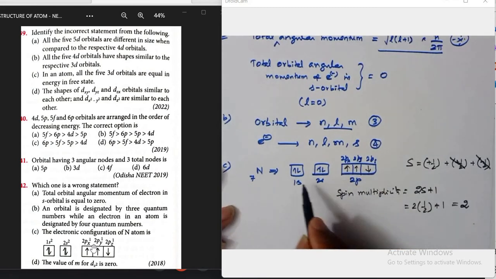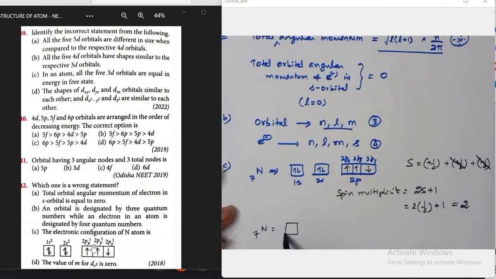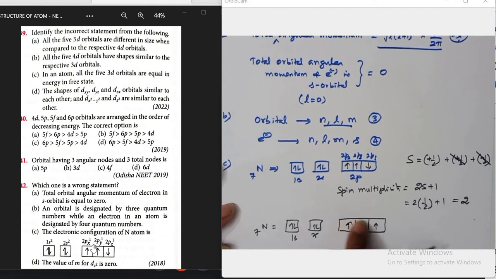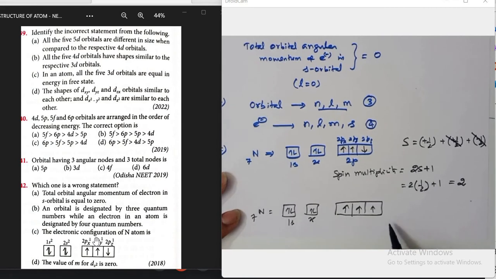Suppose in a nitrogen atom, students observe carefully, 1s has 2 electrons, the 2s orbital has 2 electrons. In 2p, suppose all 3 electrons have the same spin, upward spin. If the electronic configuration exists like this, then what will be the multiplicity?